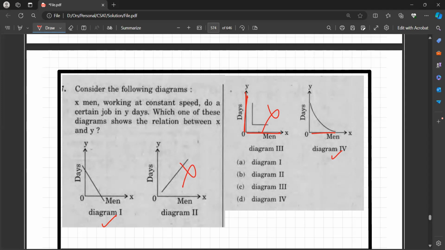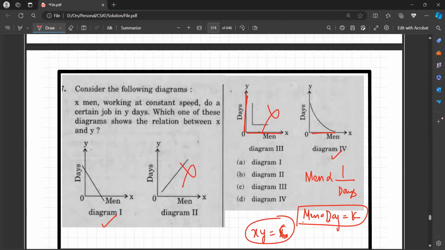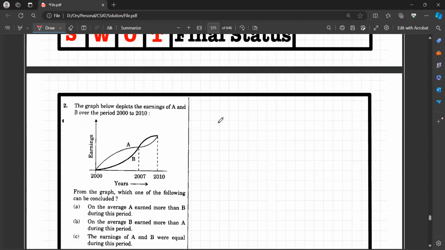Now, always remember, the number of men working is inversely proportional to number of days taken. So men into days is equal to some k. This is a hyperbolic function. xy equals c. This is a hyperbolic graph. Rectangular hyperbola इसको बोलते हैं. So the graph is diagram number 4. This is a uniform graph, which is not the answer. Clear? Coming to the next question.